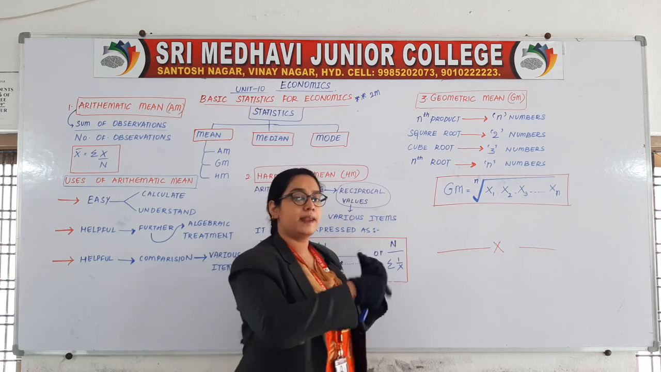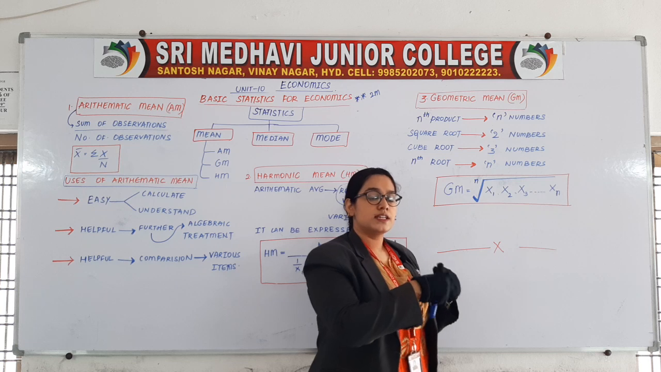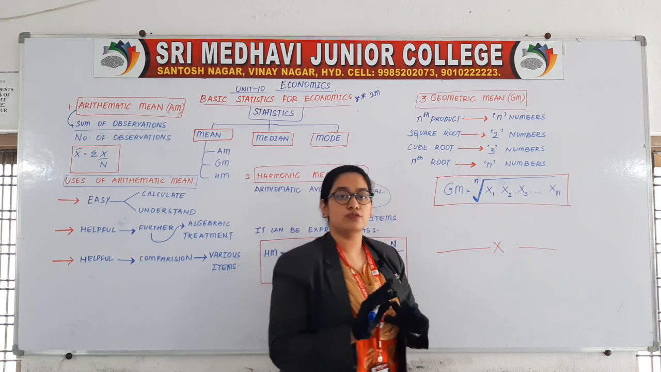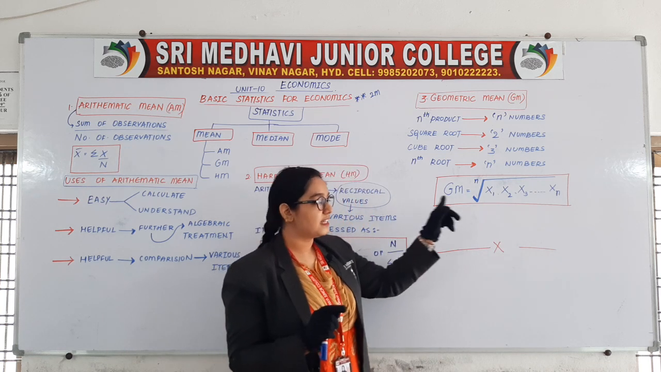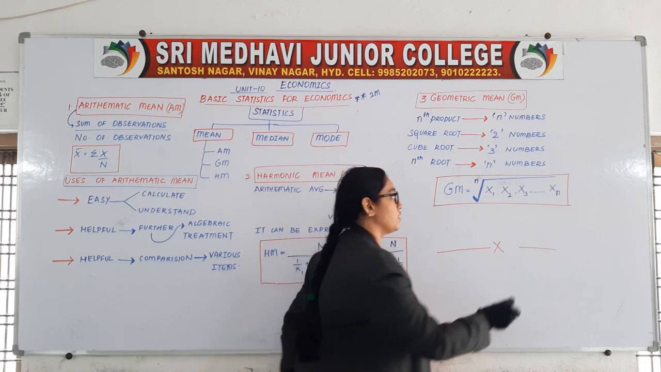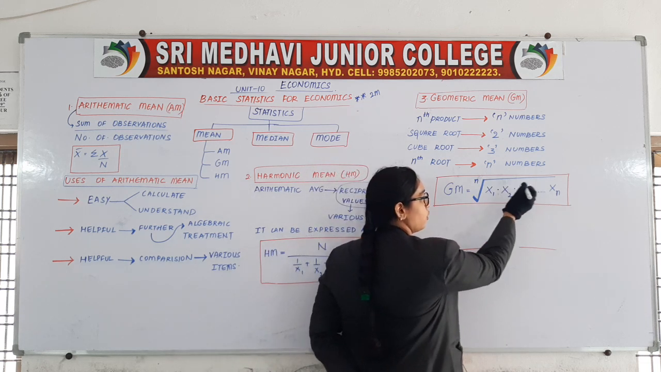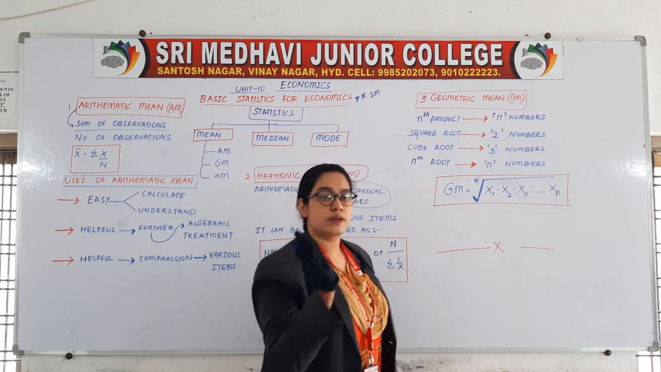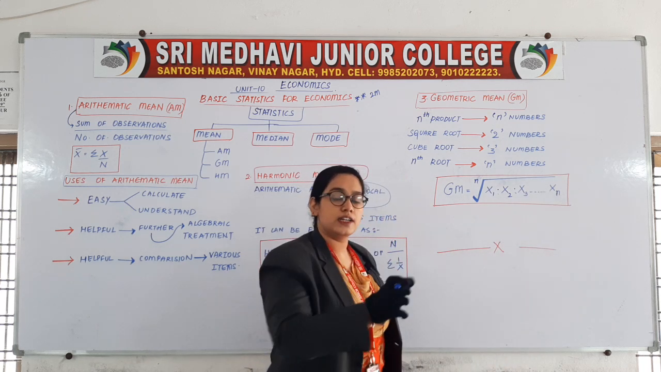Are you finding any plus, minus, division, subtraction, any sign here? No. So whenever there is no sign between two numbers, there is multiplication. It is also denoted by a small dot. Okay, x1, x2 means x1 into x2.